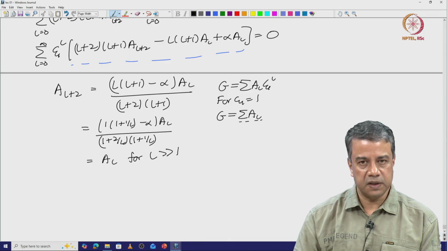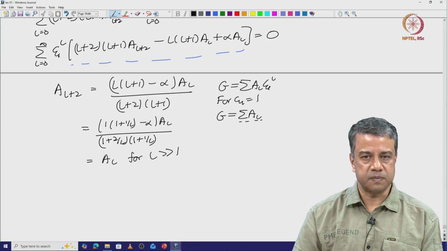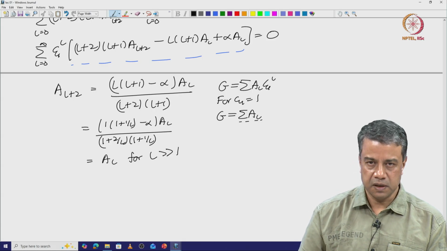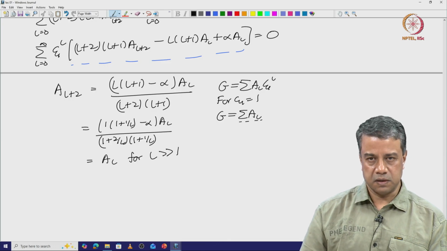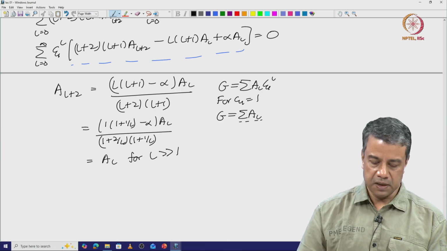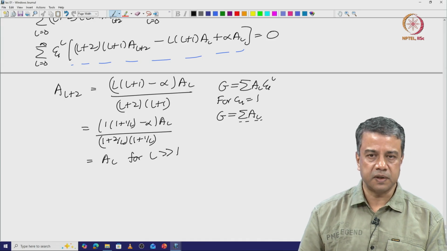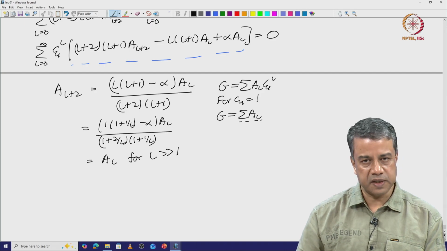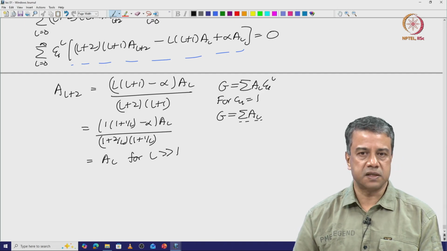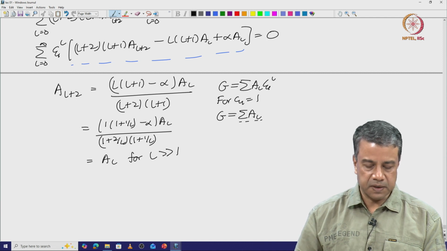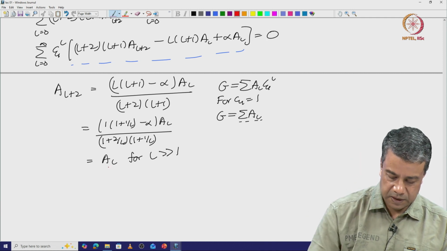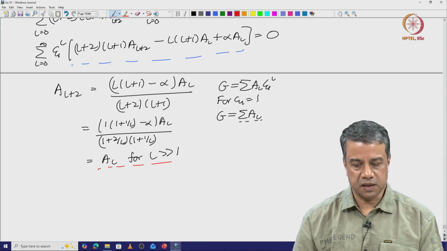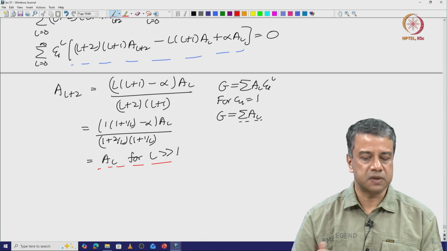A0 and A1 will effectively be determined from the boundary conditions, because when you solve a second order differential equation, there will be two unknown constants, both of which have to be determined from the boundary conditions. So, once you know A0 and A1, you know A2 from A0, A3 from A1, and so on, and the entire series is defined, except for this little problem that A L plus 2 is equal to A L for L becoming large, and therefore, the series does not converge at psi is equal to plus 1 or minus 1.